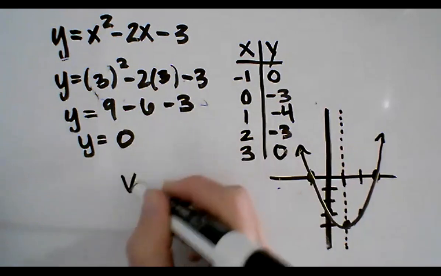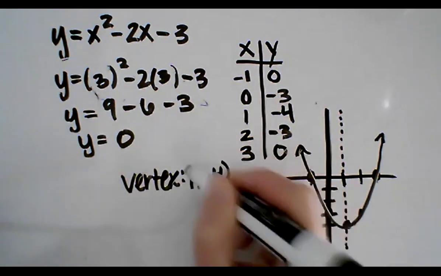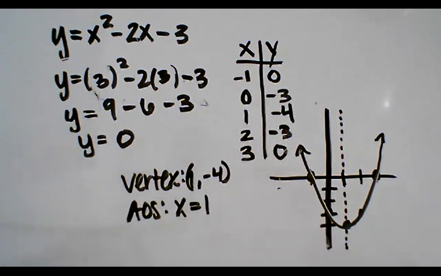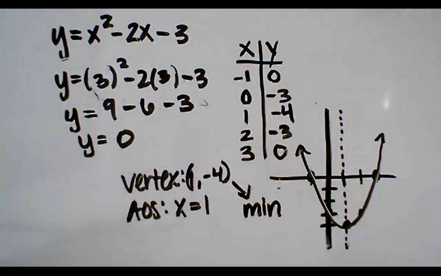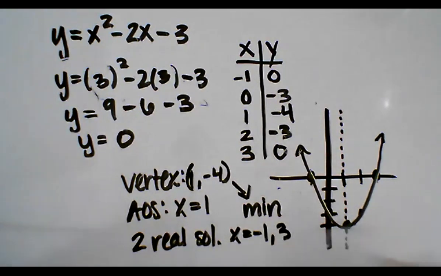Its vertex is at 1, -4. Its axis of symmetry is at x equals 1. The vertex is a minimum because it's the lowest point on my graph. And I can already tell that it has 2 real solutions. If I were to solve this equation by setting it equal to 0, x would be equal to -1 and 3, using the quadratic formula or factoring.